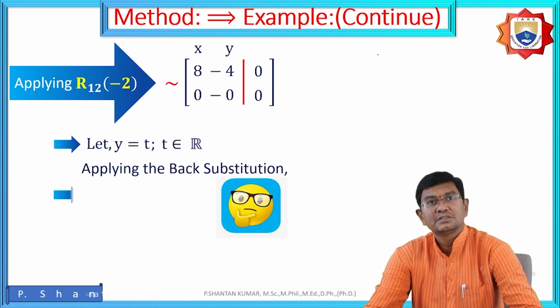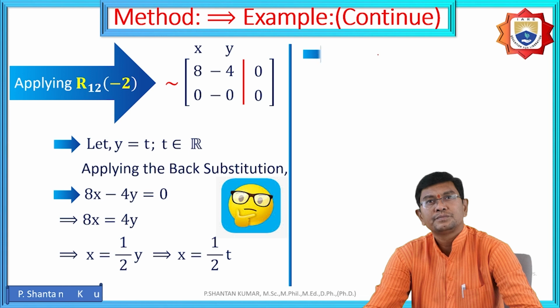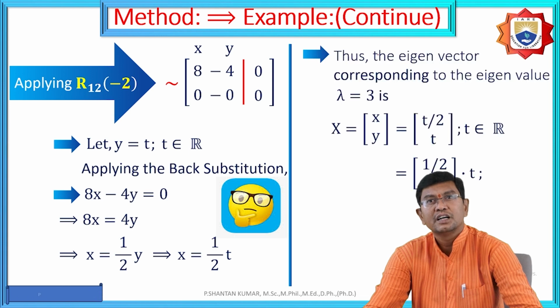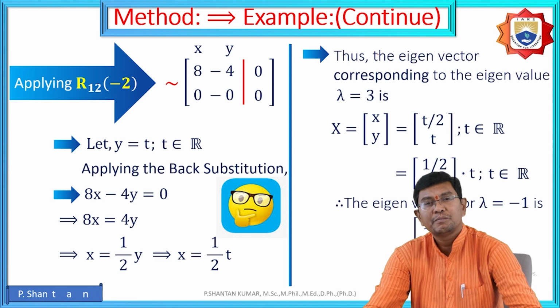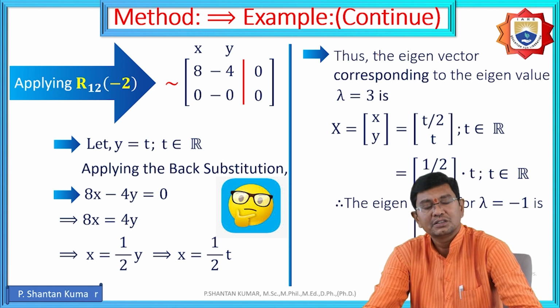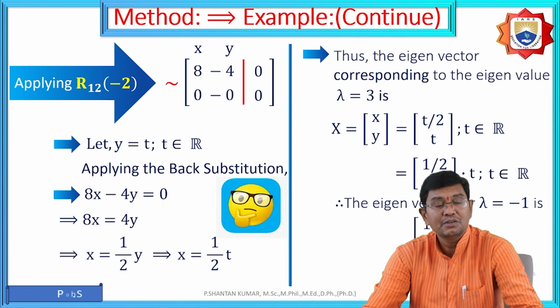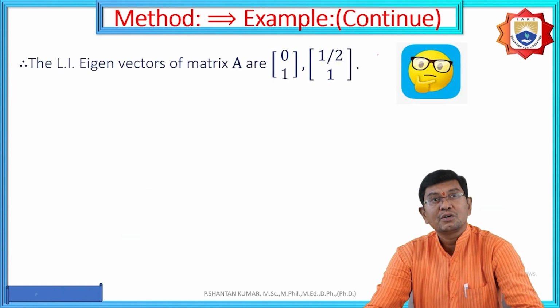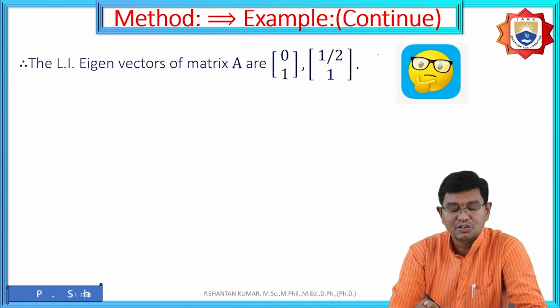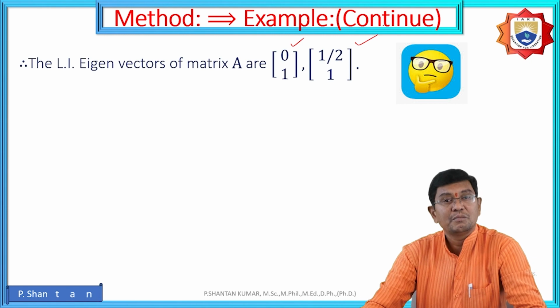Finally, here also, 1 comma 2 is also something we need to consider. 1 by 2 comma 1, or 1 comma 2, is also a corresponding eigenvector of lambda equal to minus 1. Therefore, the conclusion is that the eigenvectors are one, 0 comma 1, and the other, 1 by 2 comma 1.